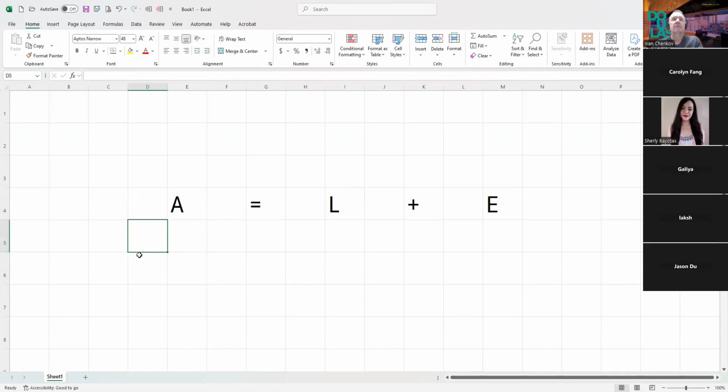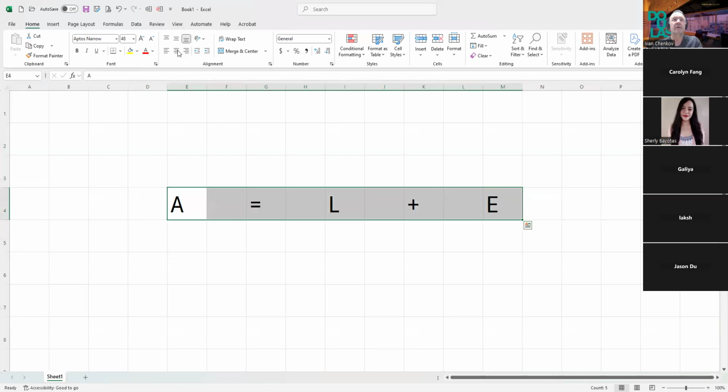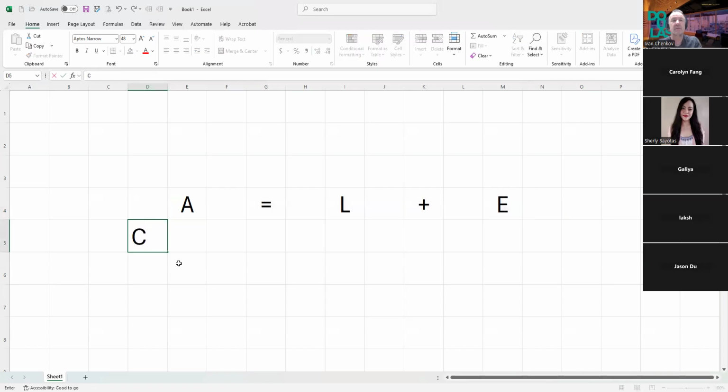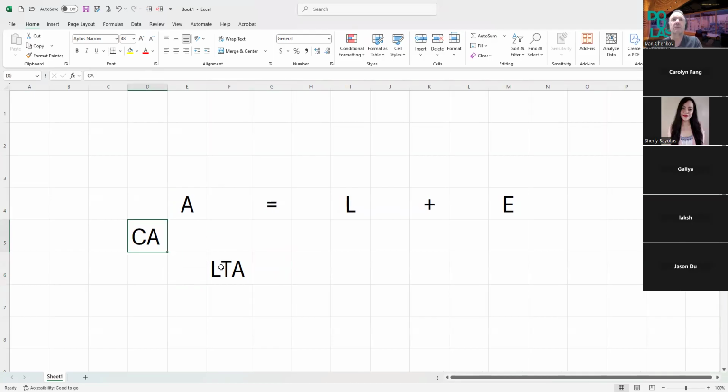Now we clearly can tell that assets are divided in two. On the asset side, we have two types of assets. We have current assets and long-term assets, or short-term assets, long-term assets, depends how you want to set it. Now the liability, obviously we're going to have current liability and long-term liability. Current liability we're going to discuss today, and after the midterm we're going to discuss the long-term liability.